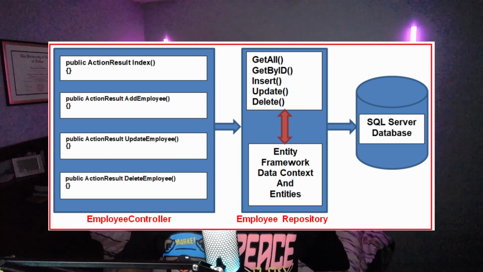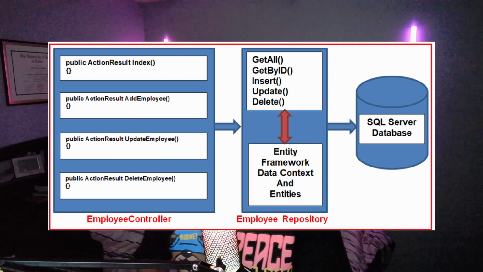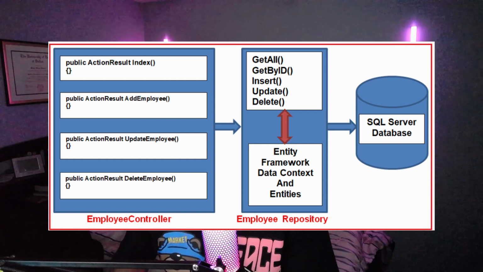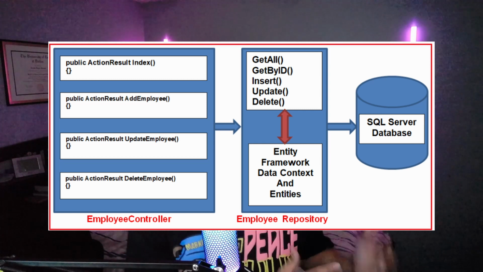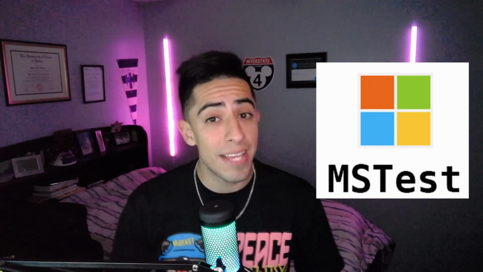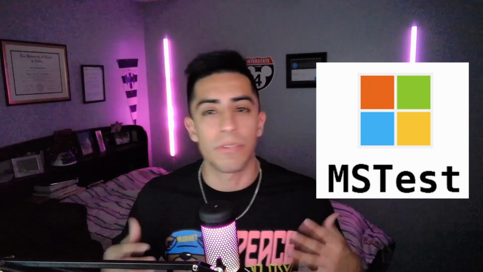With the repository pattern, we have our controllers, repository, and then our database access is handled within the DB context and Entity Framework, and then we have our SQL database in the background. So that is the project structure that we're going to be working with. We are using MS Test in this example, but everything we are doing translates to NUnit, XUnit, or whatever unit testing framework you want to use.